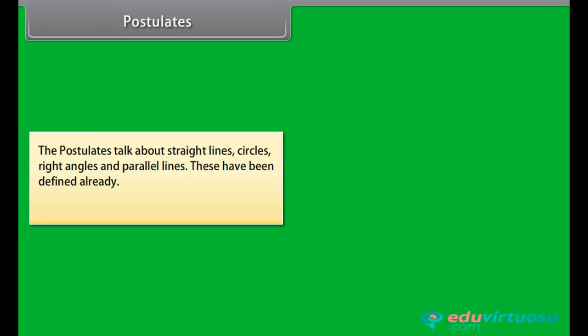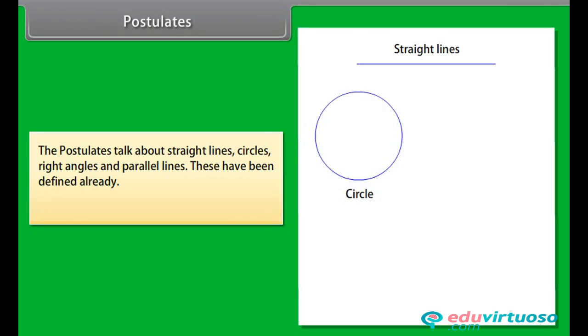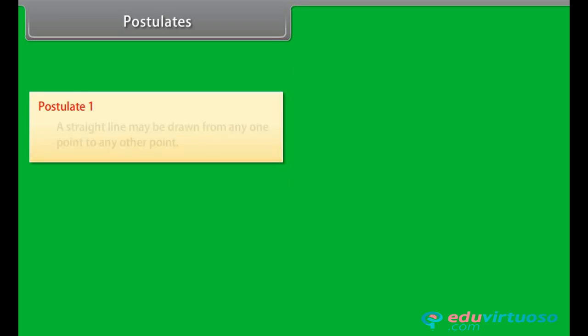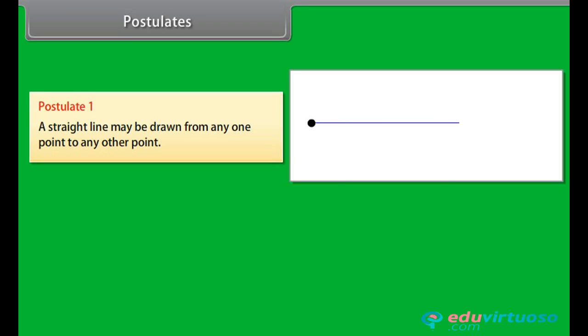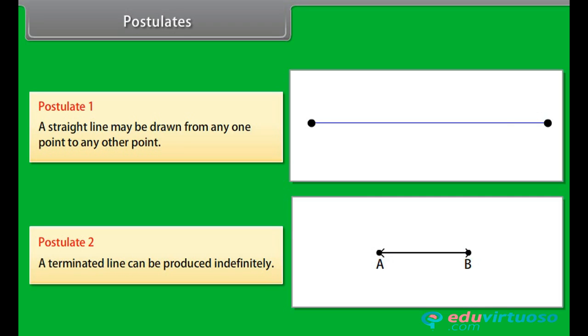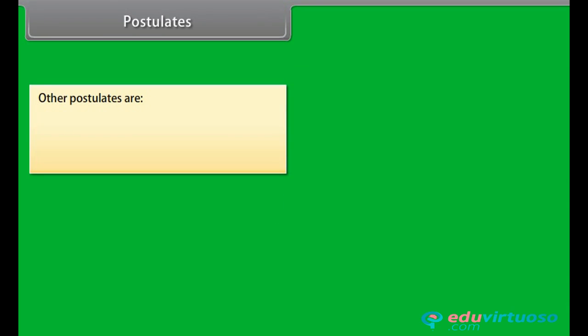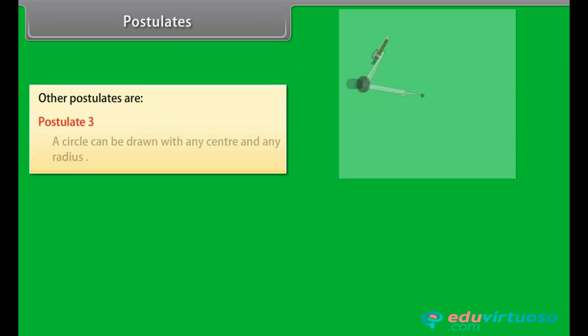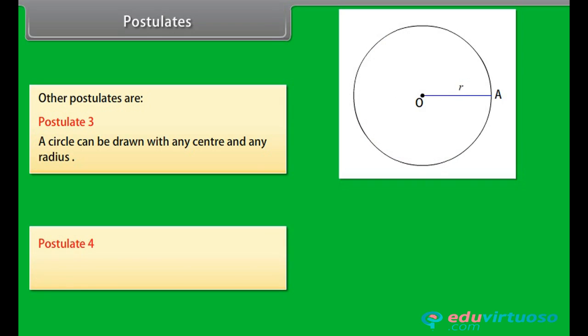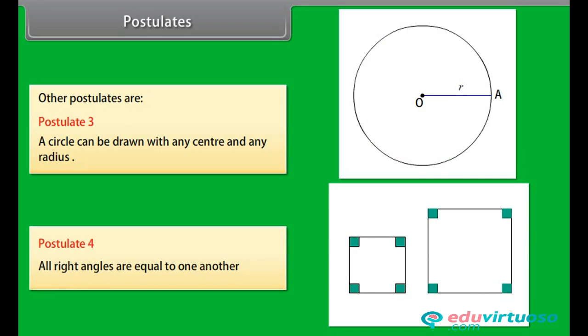Postulates. The postulates talk about straight lines, circles, right angles, and parallel lines. These have been defined already. Euclid's postulates are 5 in number. First postulate: a straight line may be drawn from any one point to any other point. Postulate 2: a terminated line can be produced indefinitely. Postulate 3: a circle can be drawn with any center and any radius. Postulate 4: all right angles are equal to one another.